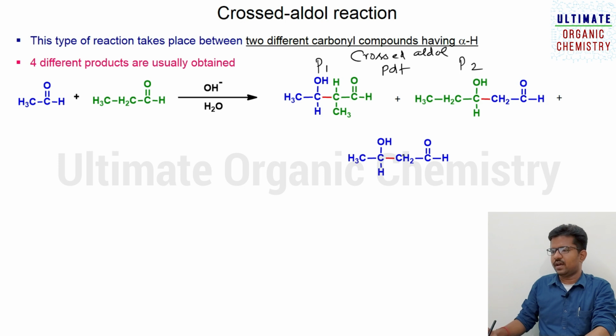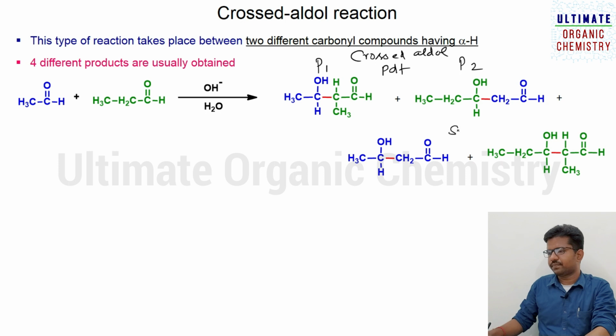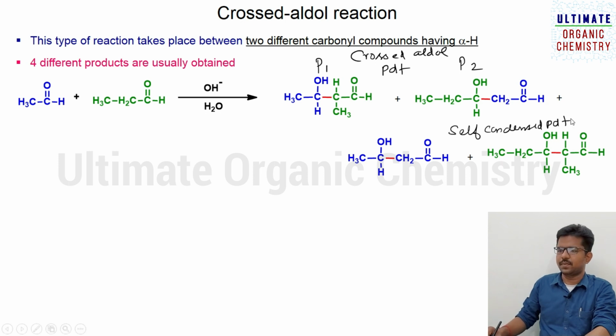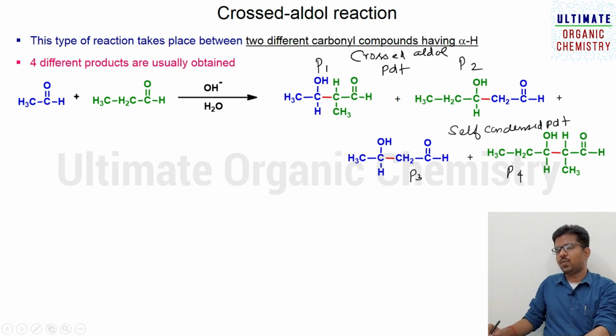Okay, so you have 2 other products also. For example, here both are blue in color and here both are green in color, which are said to be self-condensed products, or self-aldol condensed products. So these are called P3 and this is P4. Now let us discuss how they are forming.